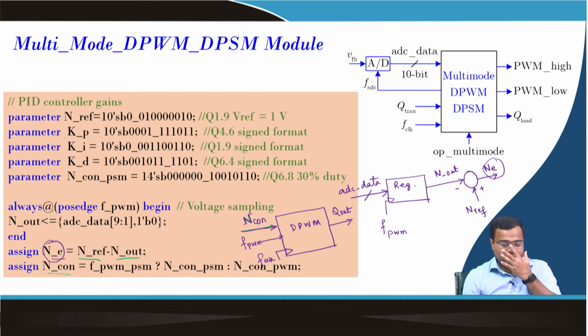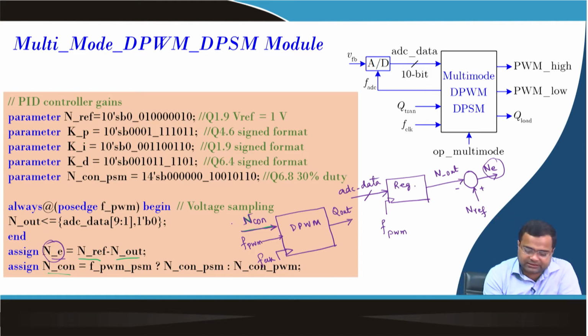That we will discuss. And for this picture, it is clear that N con is the output of a mux with 0 and 1, where one input is N con PWM, that means the output of the PWM controller, and the other is N con PSM.